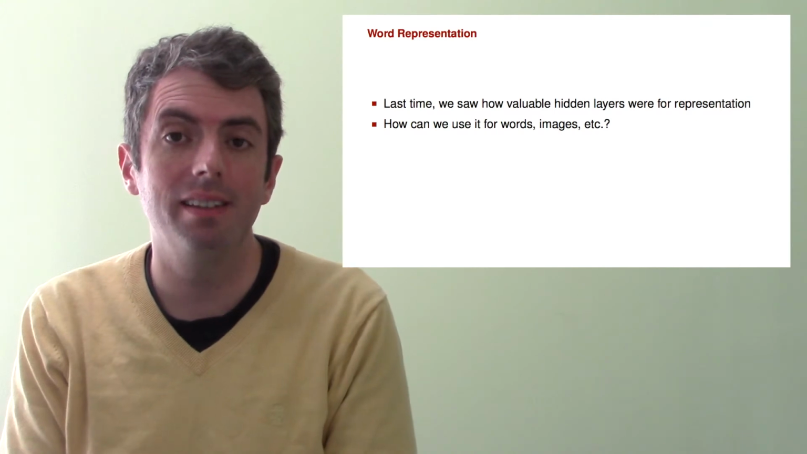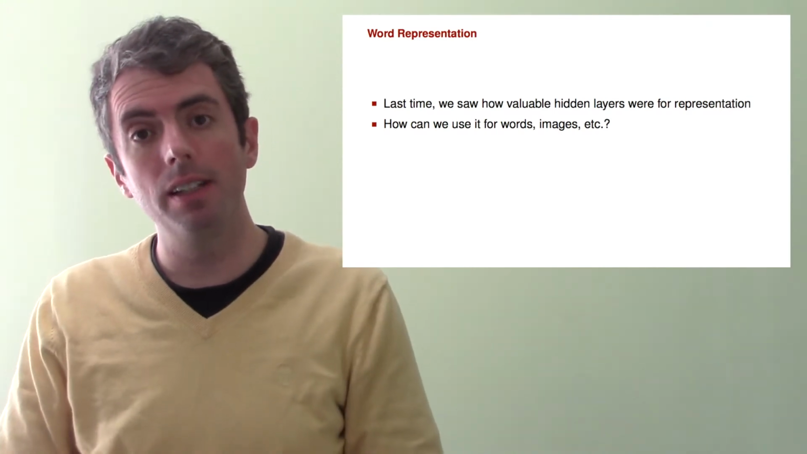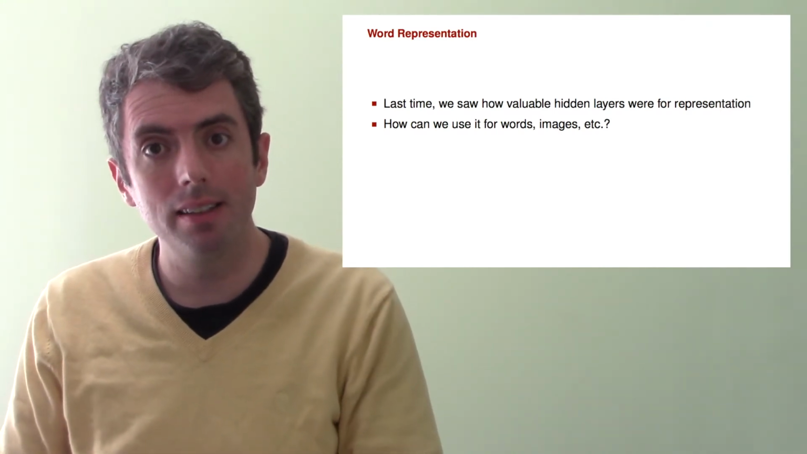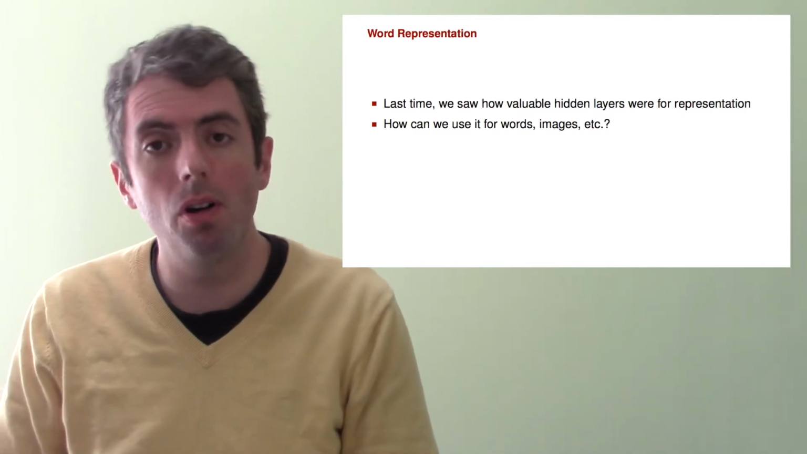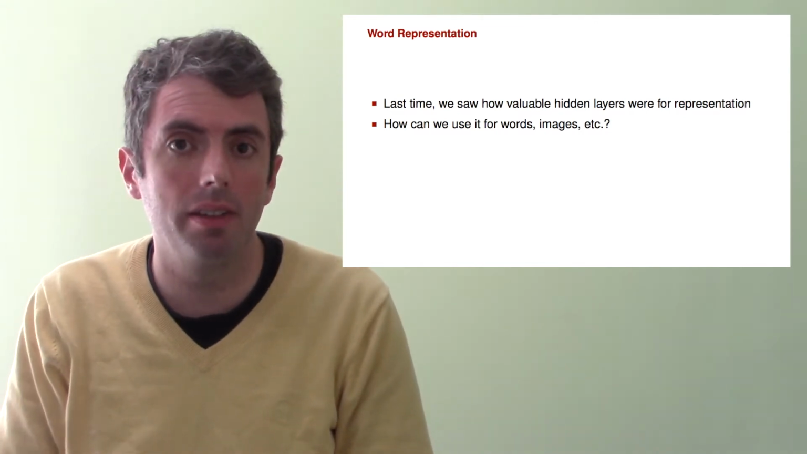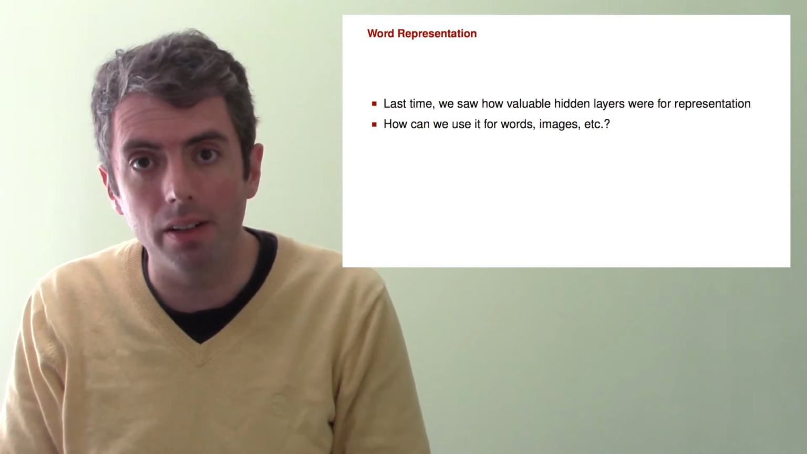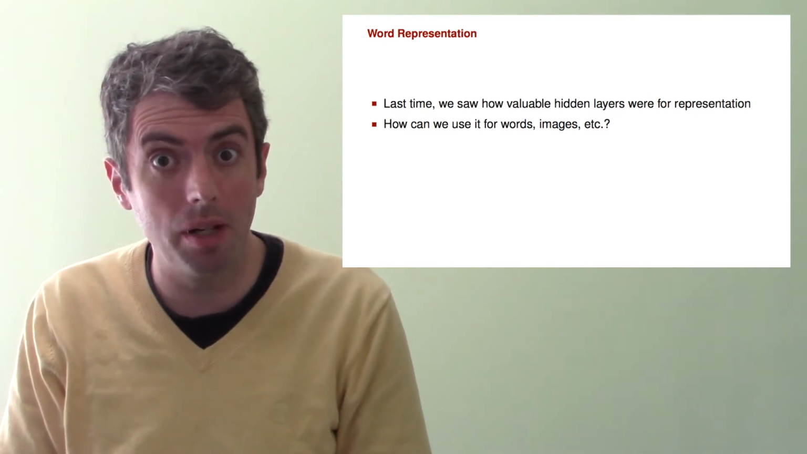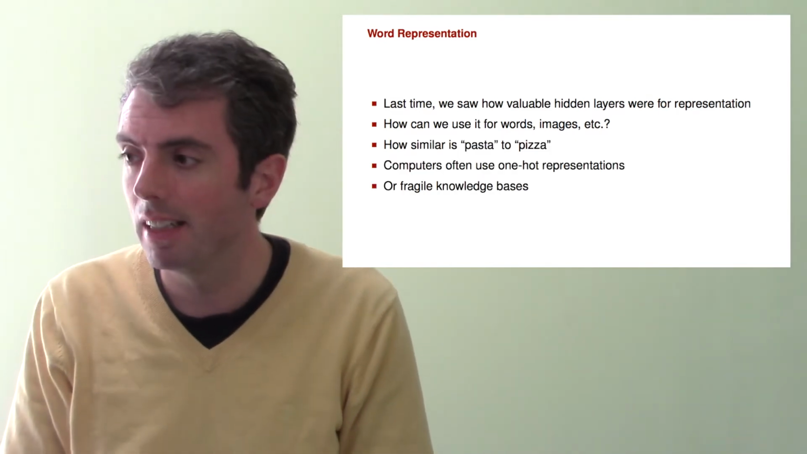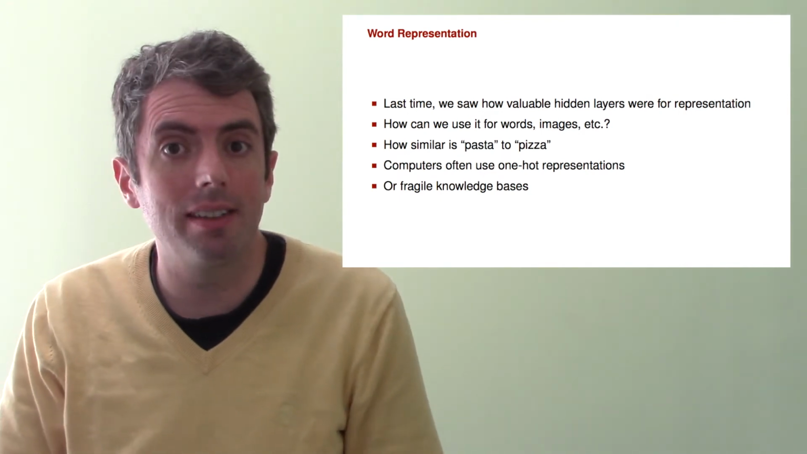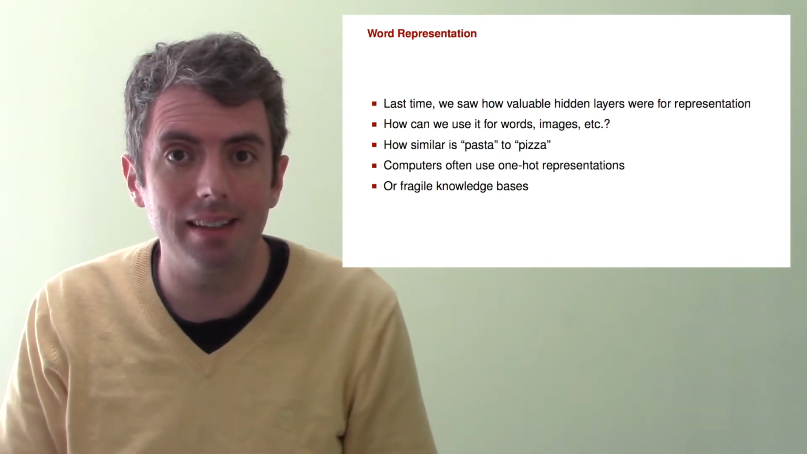One of the places that deep learning has been very successful is in text and also in images. In both places, deep learning allows us to learn features that are better than what humans have been able to come up with based on their own intuitions. And this allows us to answer questions like, how similar is pasta to pizza?